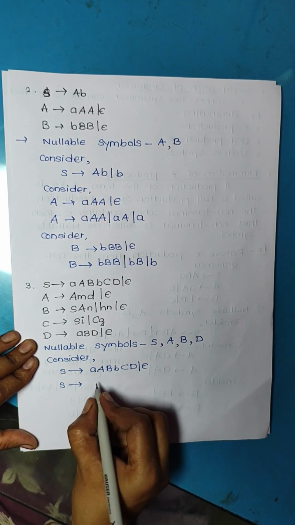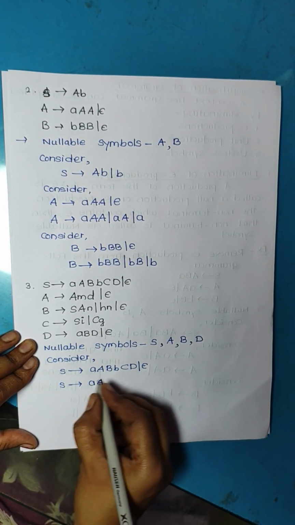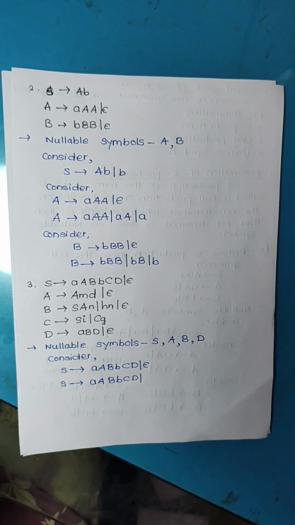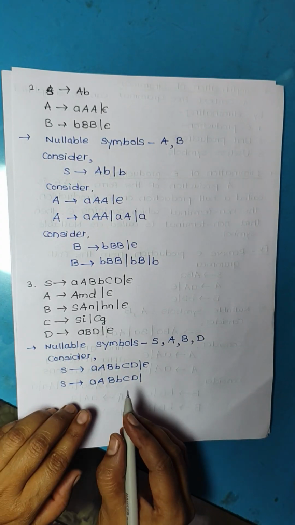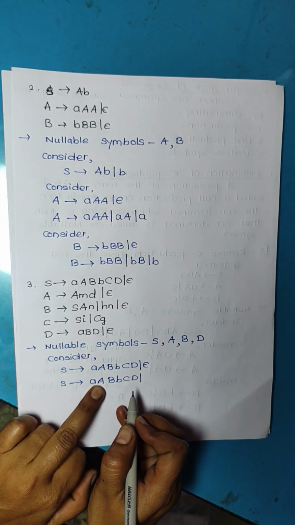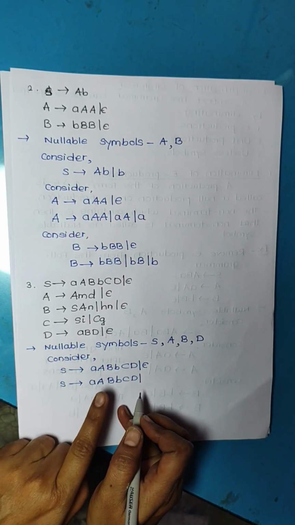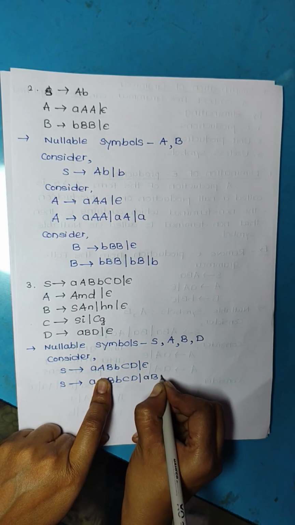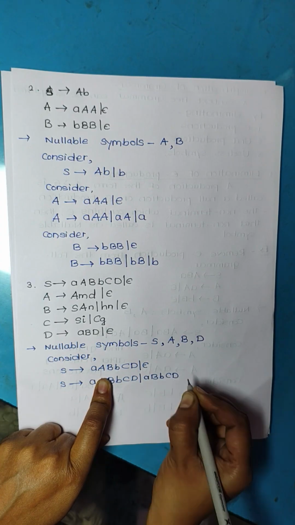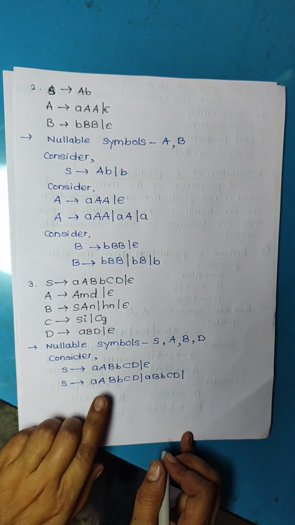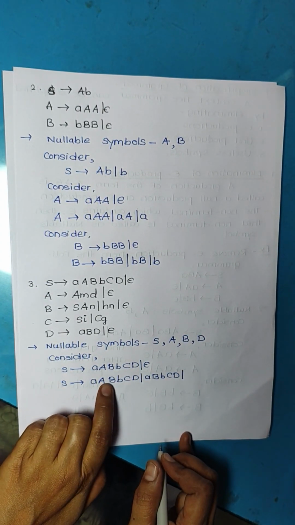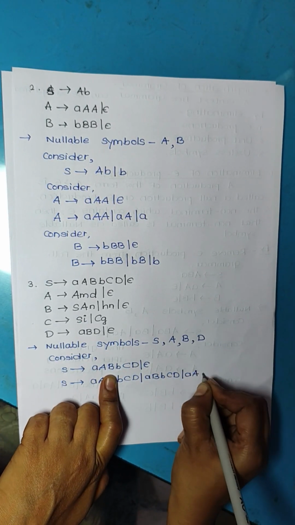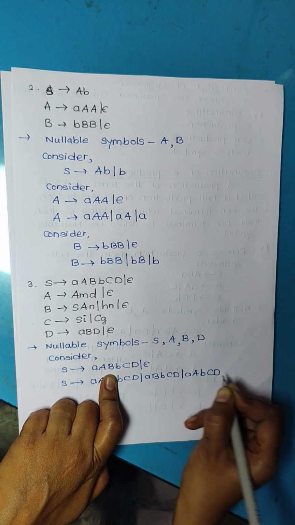How to add the new productions? First of all, we have to write the given production A, B, C, D here. Now see here. First of all, check A is a nullable symbol. That's why instead of this A, we have to replace epsilon. So what will be the remaining production? A, capital B, small b, capital C, capital D. After that, B is also a nullable symbol. Instead of this B, we have to replace epsilon. Yes, A, B, C, D.